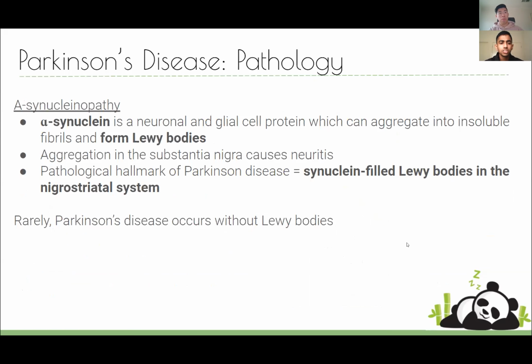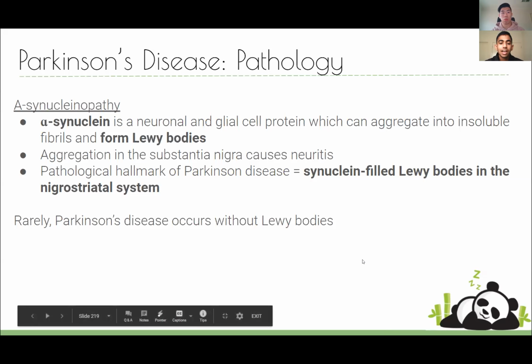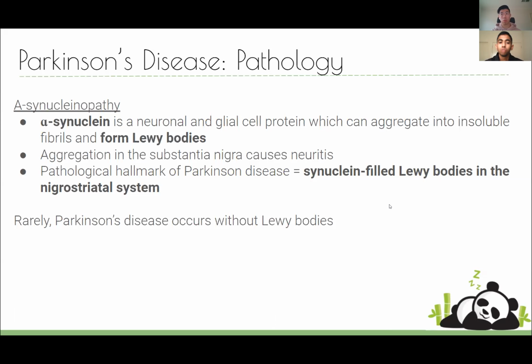Cool. The histopathology that you need to know is a buildup of alpha-synuclein, and that's going to form Lewy bodies. You never really have Parkinson's disease without Lewy bodies. So that's something you need to know about. It's kind of a buzzword for Parkinson's disease that will come up again and again in the future.